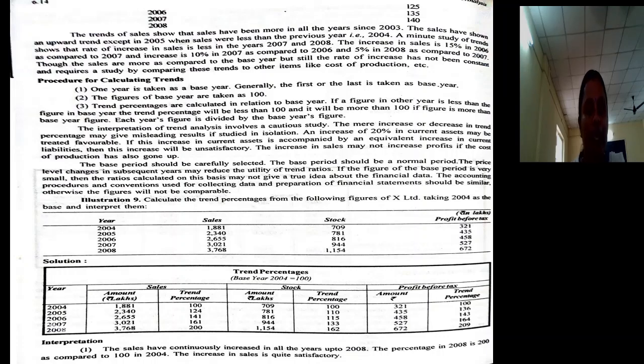The base period should be carefully selected. The base period should be a normal period. The price level changes in subsequent years may reduce the utility of trend ratios if the figures of the base period are very small. Then the ratios calculated on this basis may not give a true idea about the financial data. The accounting procedures and conventions used for collecting data and preparing financial statements should be similar, otherwise the figures will not be comparable.